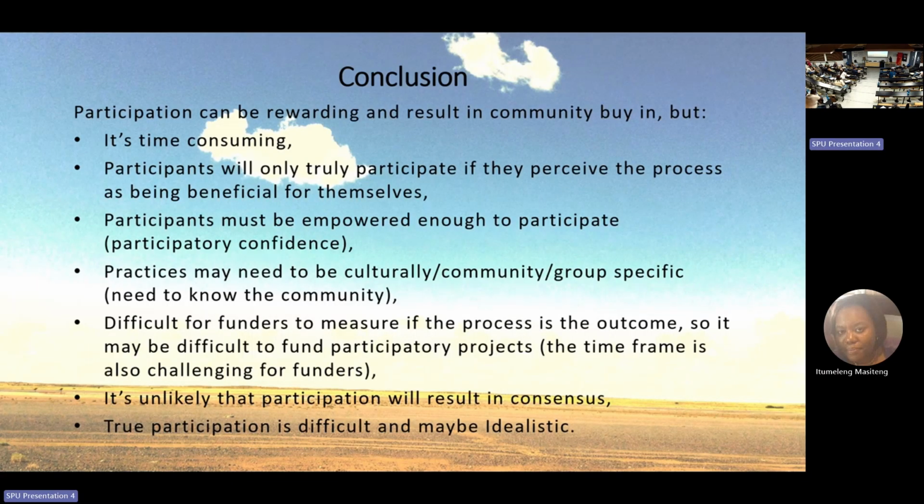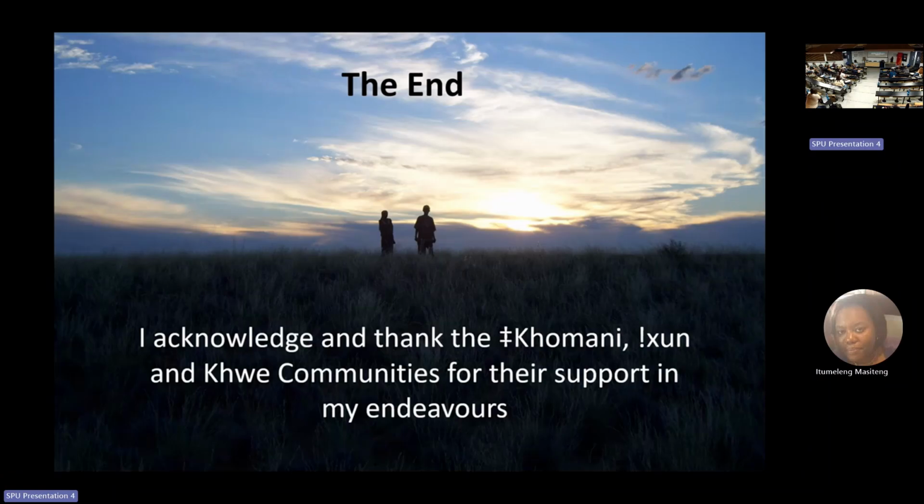And lastly, true participation is really difficult. This was spoken about earlier, and maybe even too idealistic. So I would suggest that it's probably not really going to happen, but that shouldn't stop you from trying to be more participatory in the true sense of the word, not just going through the motions. And I hope I've given you some ideas about different ways to do your research. And I probably ran over, so I better be quiet now.